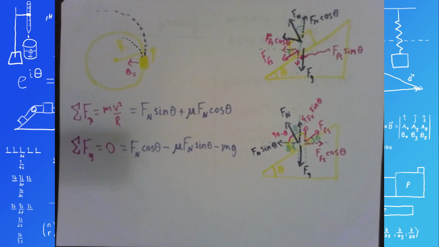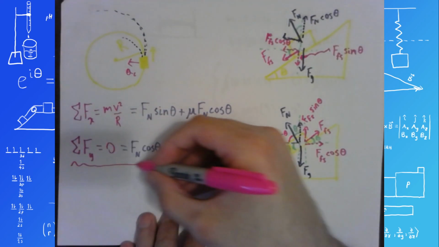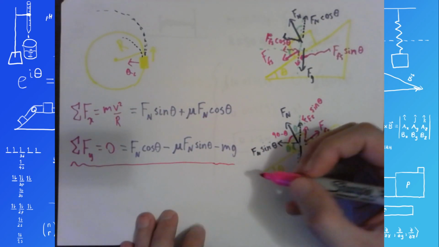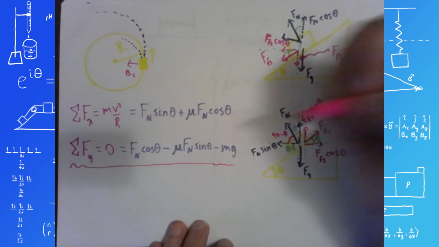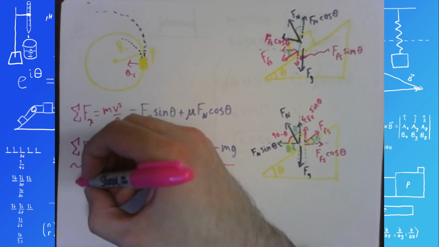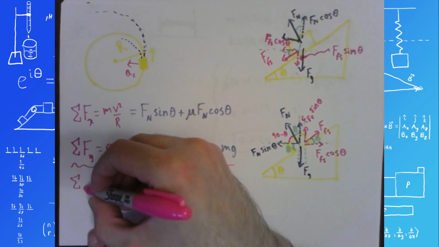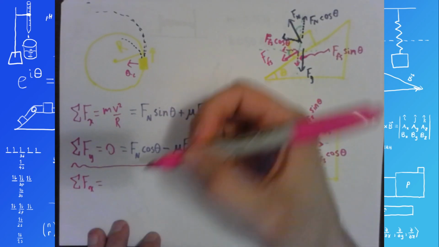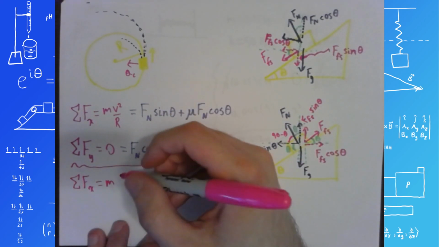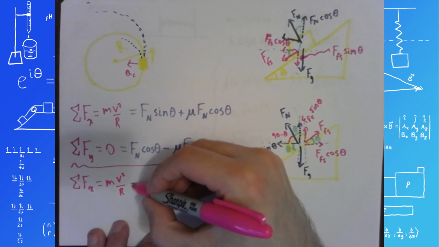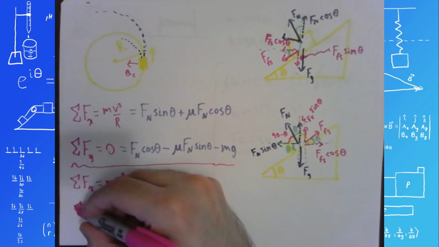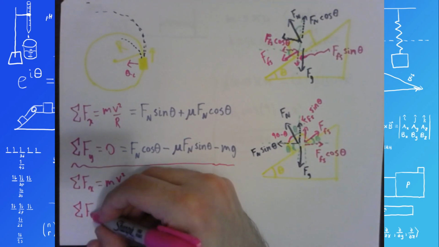Alright, now let's go ahead and write similar equations for the second scenario. You probably won't be surprised that the equations are similar, with the only thing changing being the direction of the friction components. So net force X equals m v squared over r, and net force Y is still 0.